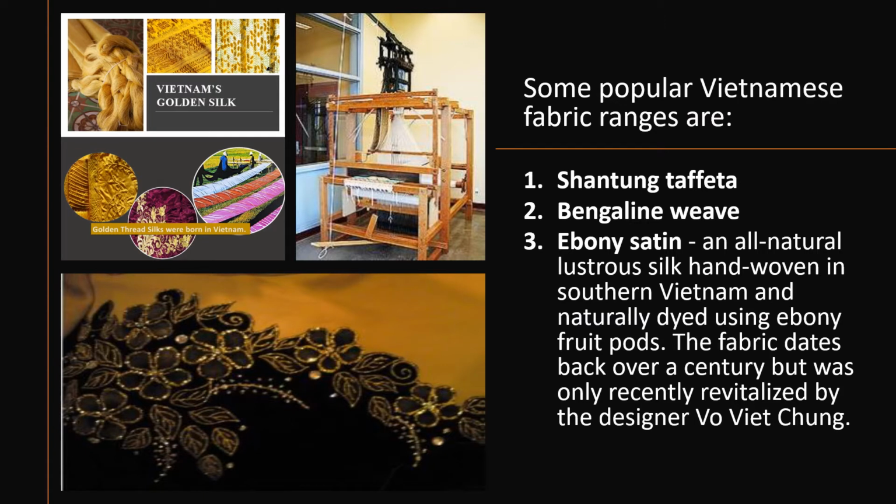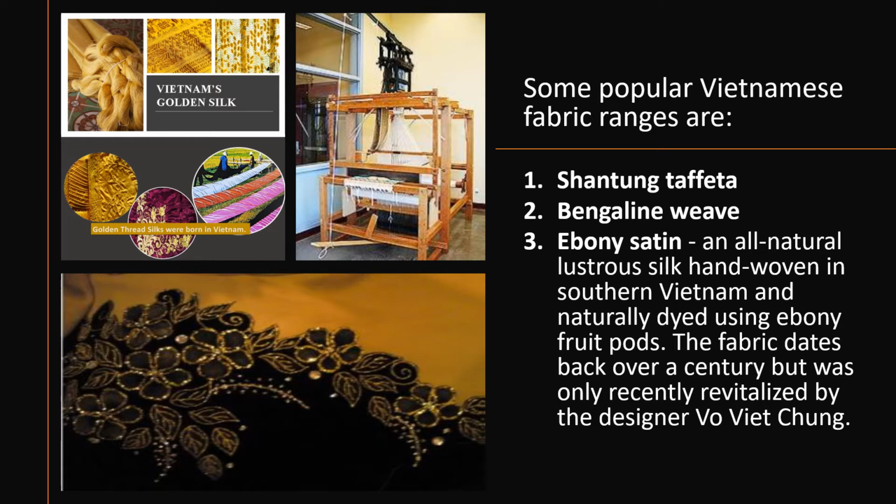Golden thread silks were worn in Vietnam. Many of the Vietnamese fabrics originated from Ha Dong, the center of weaving and sericulture, silkworm production, for centuries. Old jacquard looms are still used, weaving patterns containing centuries-old symbols and characters.